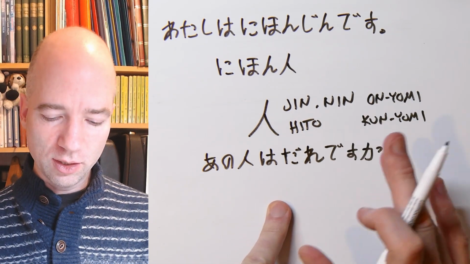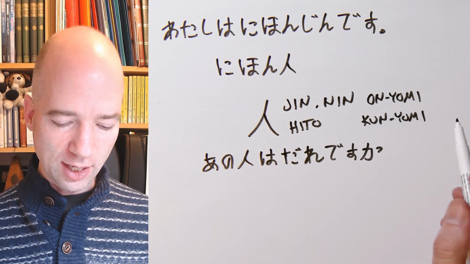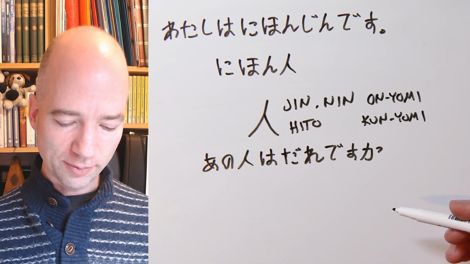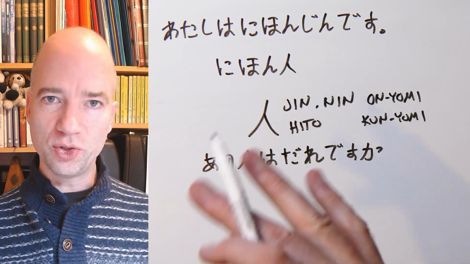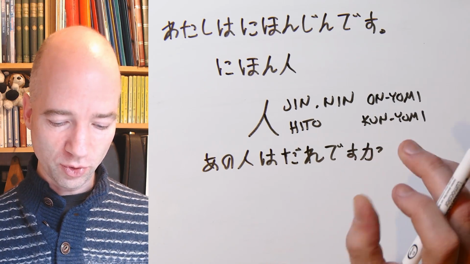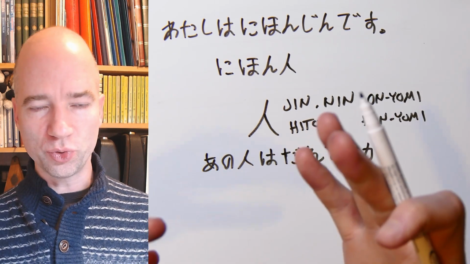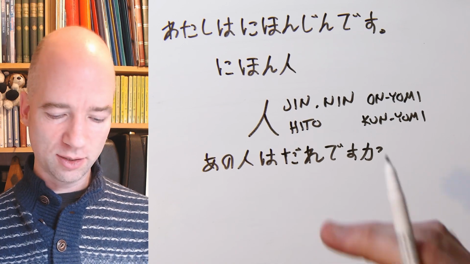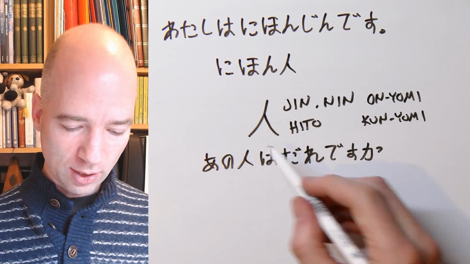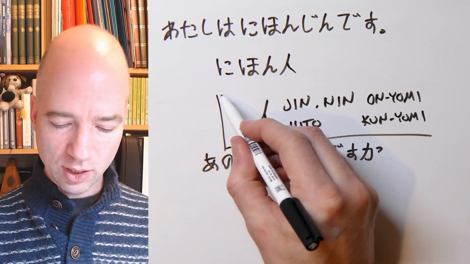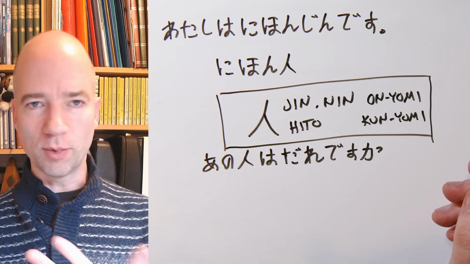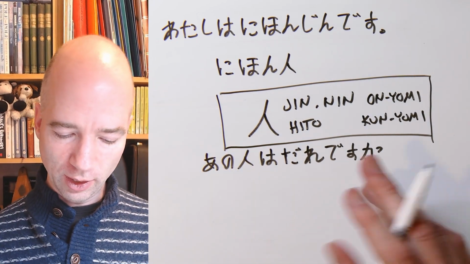So jin, nin, hito, that is human being, person, and the one that isn't used in the most formal settings. It's used in a more informal, neutral context. But that's the one we are going to be going for in this course. So that's our first kanji, quite a simple one. Next time I probably will add a few more kanji as well.